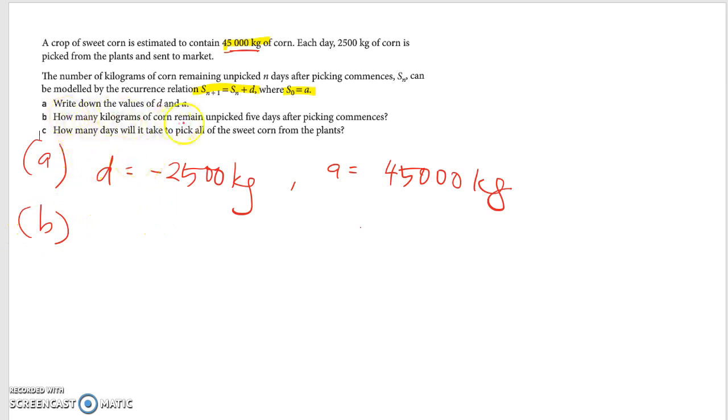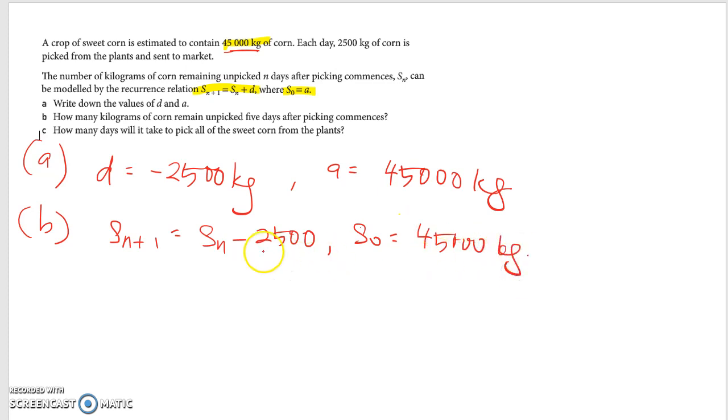B, how many kilograms of corn remain unpicked 5 days after picking commences? Now, before we attempt this, let's write down what this recurrence equation is first. So it's Sn plus 1 is equal to Sn minus 2,500, and S0 here is 45,000 kilograms. Now, if we want the corn unpicked after 5 days, it basically is asking us what is S5.